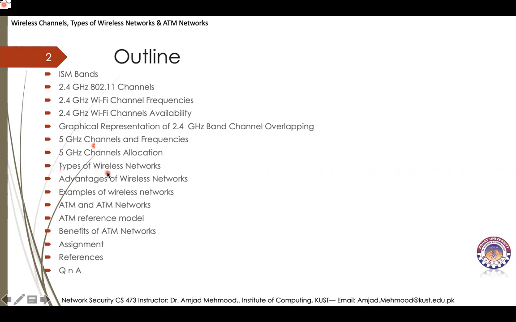types of wireless networks, advantages of wireless networks, examples of wireless networks, as we have different kinds of wireless networks available. Then ATM and ATM networks, ATM reference model, and then we will be discussing benefits of ATM networks.